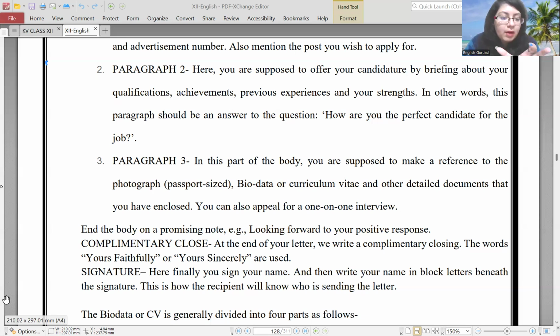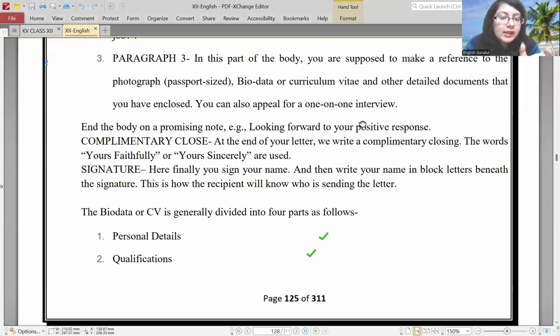All right. Then we have paragraph 3. In this part of the body, you are supposed to make a reference to a passport-sized photograph, biodata, or curriculum vitae, and other detailed documents that you have enclosed. You can also appeal for a one-on-one interview, right? And end the body on a compromising note. Example, looking forward to your positive response.